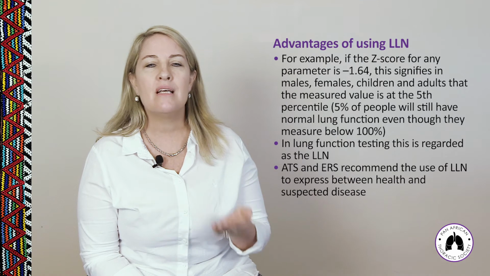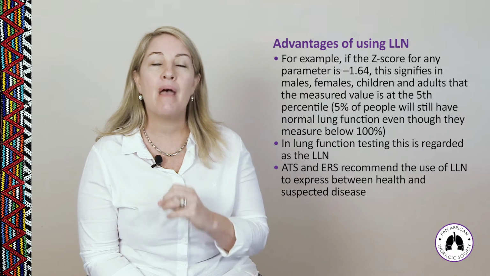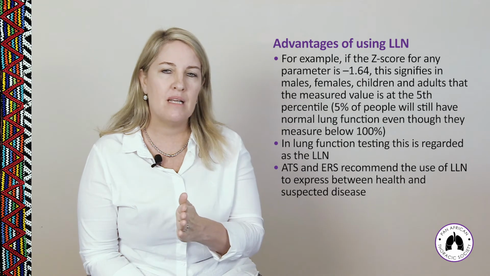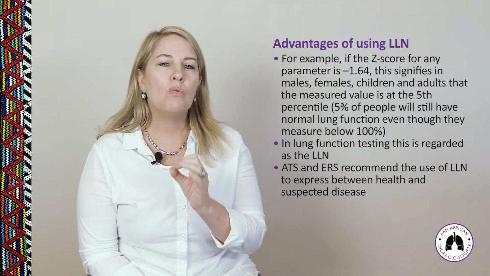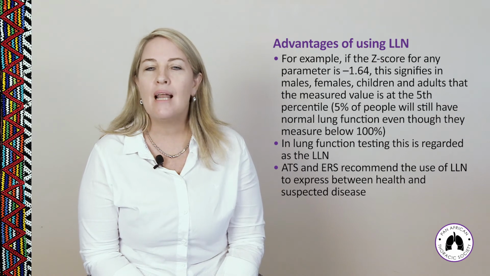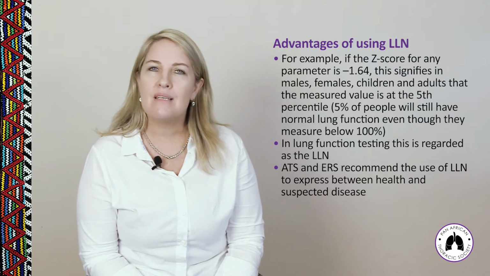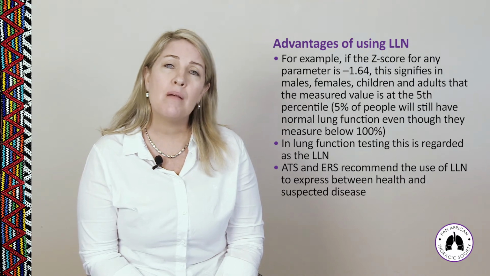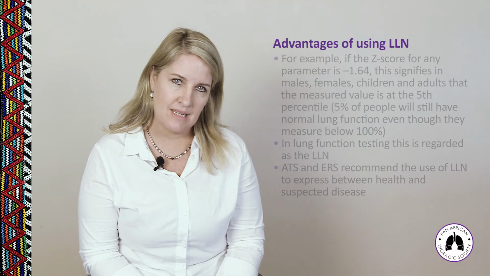So for example, if the Z-score for any parameter is minus 1.64, this signifies that in males, females, children, adults, the measured value is at the 5th percentile. What the 5th percentile means is that 5% of people will still have normal lung function even though they measure below the 100%. In lung function testing, this is regarded as the lower level of normal. So the American Thoracic Society, ATS, and European Respiratory Society, ERS, both recommend the use of lower levels of normal to distinguish between health and suspected disease.